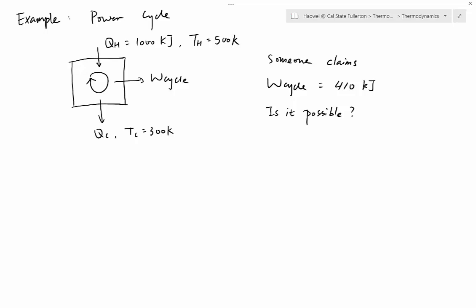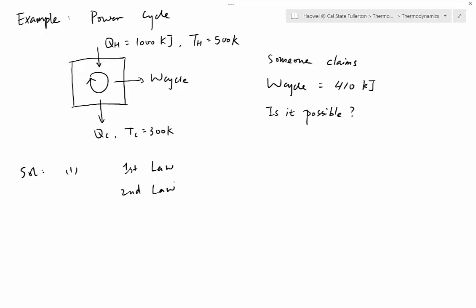Someone claims W cycle is equal to 410 kilojoule. Is this possible or not? And now we can use what we learned about first law and second law to see if this design is correct or not. What we need to do is to check this design against both first law of thermodynamics and second law. You cannot violate any of those two laws, otherwise your design will be wrong.